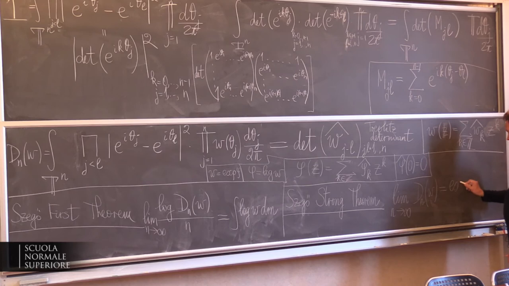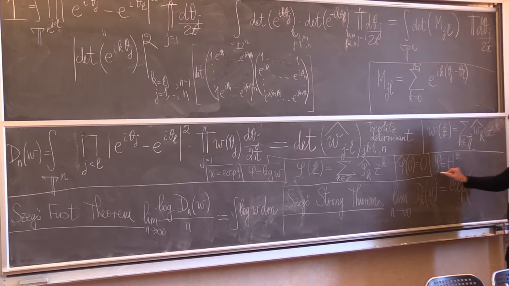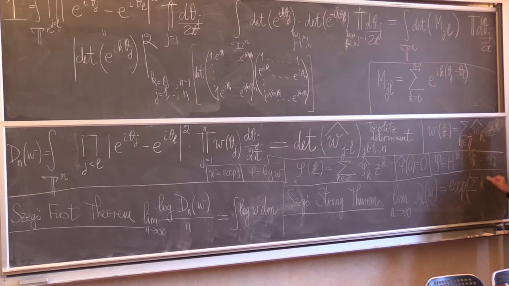a Sobolev norm. Excuse me, I should have said this earlier: the function phi has to belong to the Sobolev space H^{1/2}. It is very interesting that the space H^{1/2} appears here. And the limit is, so let us assume that the function phi is real. Everything is assumed to be real, so I write phi_k is equal to phi_{-k} bar. And then this is just the exponent of the sum over k of k times |phi_k| squared.